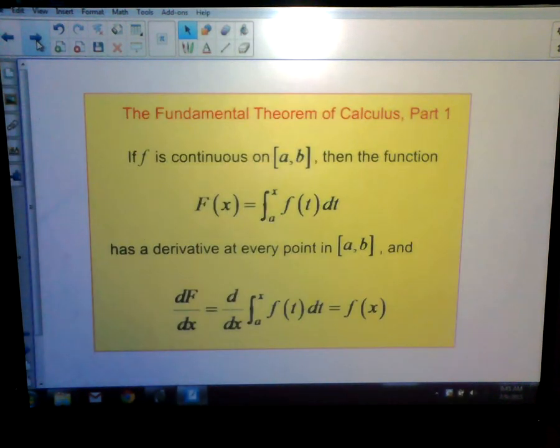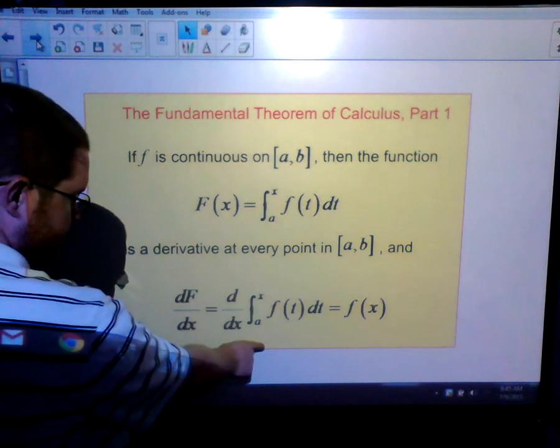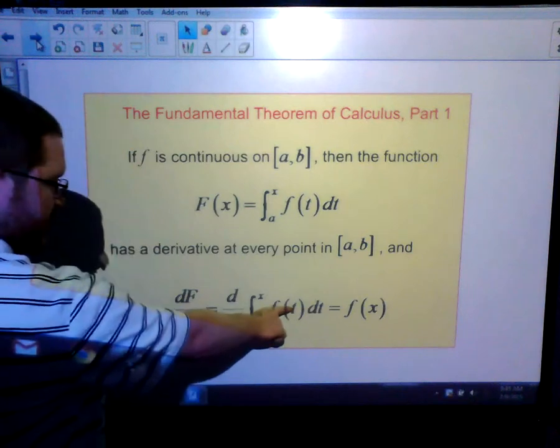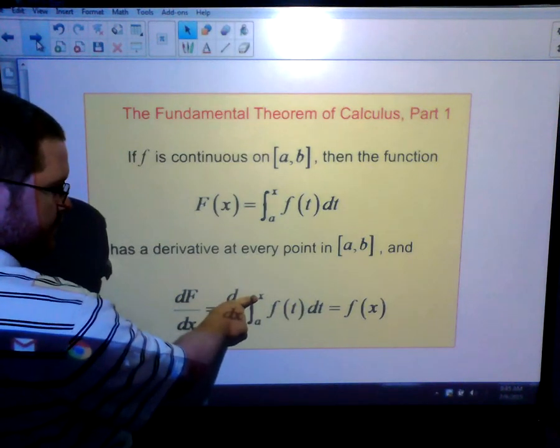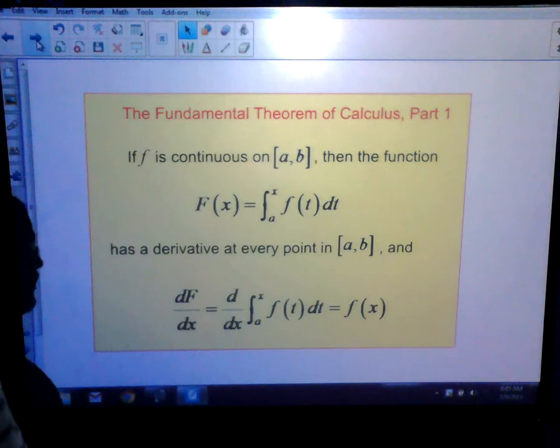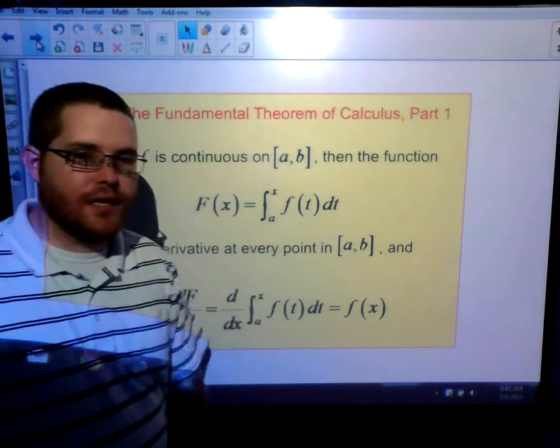Here's the fundamental theorem of calculus. If you take the derivative of an integral, I'm going to change the t's to whatever that variable is. The bottom thing has to be a number. So the derivative and the integral cancel out, and I'm just left with f of x.